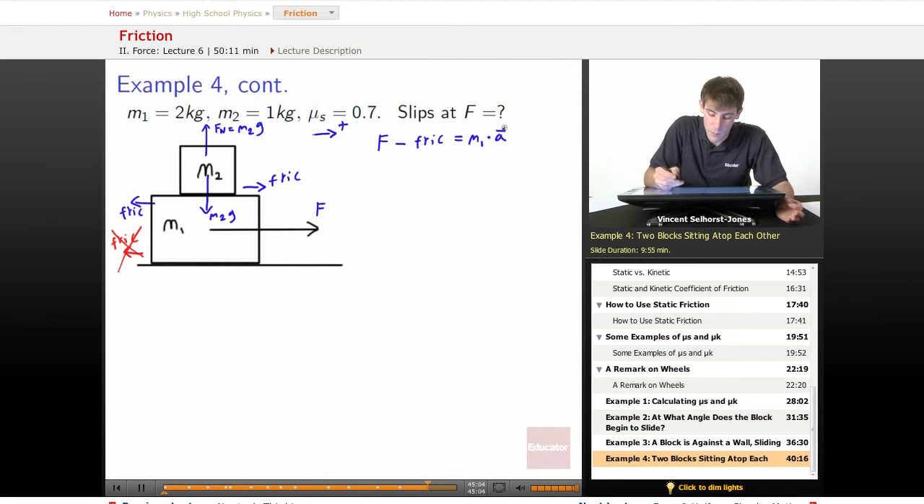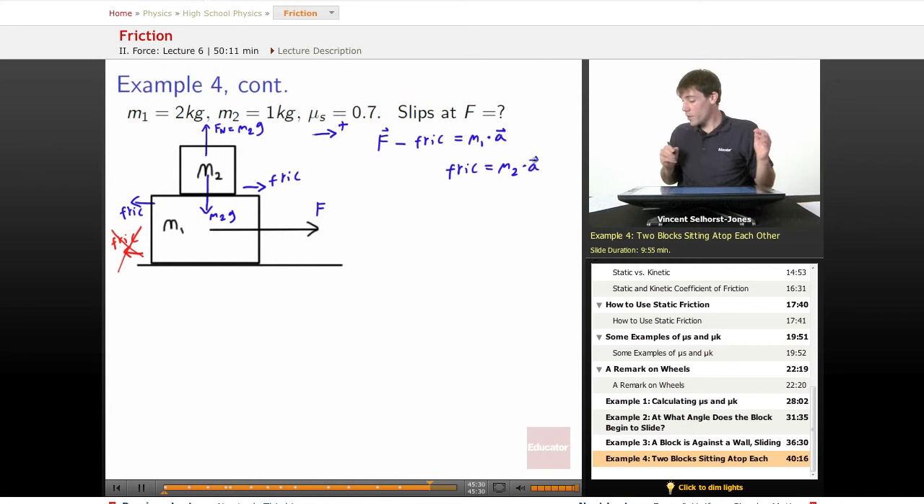We'll make these all vectors, but it doesn't really have to be because we understand the directions because they've been dealt with. Technically this one can't because it's a minus here and we have positive, but anyway. So F minus friction equals M1 times A. What is the forces on M2? Well, just friction equals M2 times A.